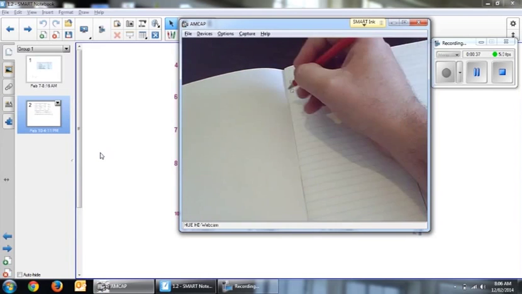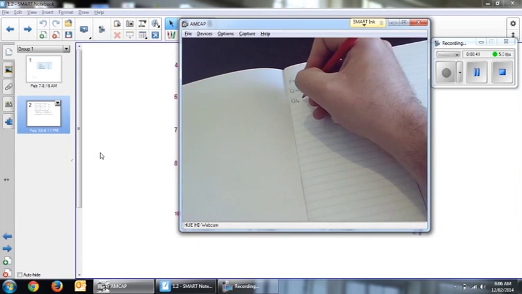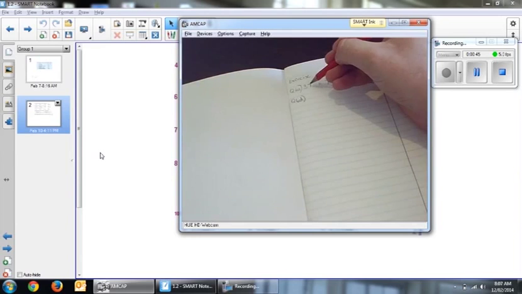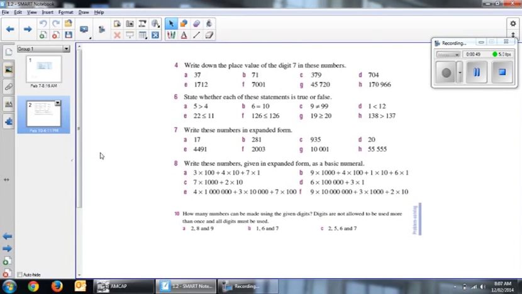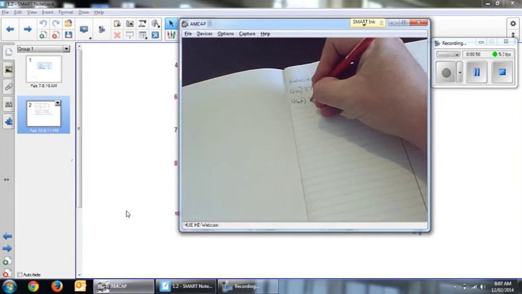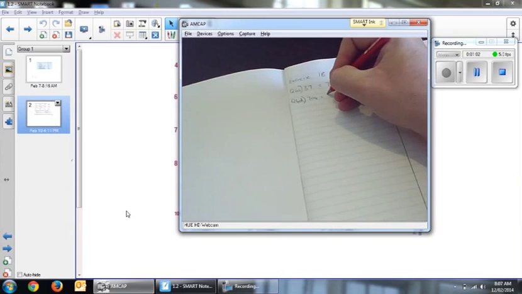I'm also going to do question 4D as well, just remembering that the 7 is in the ones column. So that's how we identify that. Let's have a quick look at 4D. Here we've got 704, so we need the place value of the 7. The 7 is in the hundreds column, so we have 7 hundreds for that one.